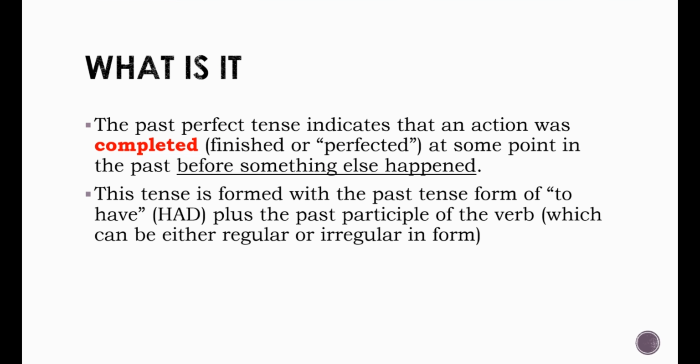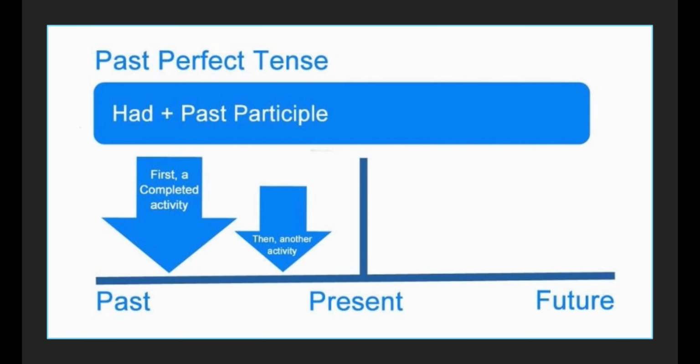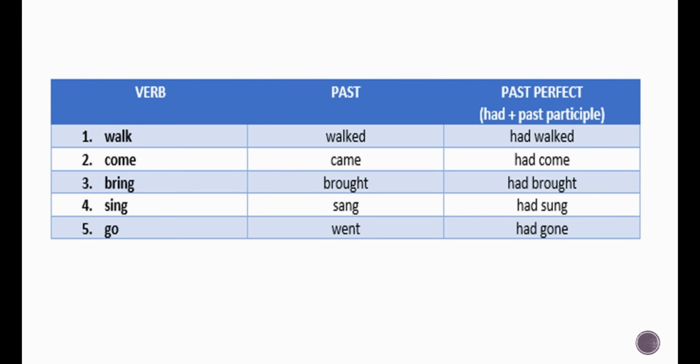Past perfect tense is formed using the past tense of to have, which is had, plus the past participle of the verb, whether it will be regular or in irregular form. Like for example, walk, walked, had walked. Come, came, had come. Bring, brought, had brought. Sing, sang, had sung. Go, went, had gone.